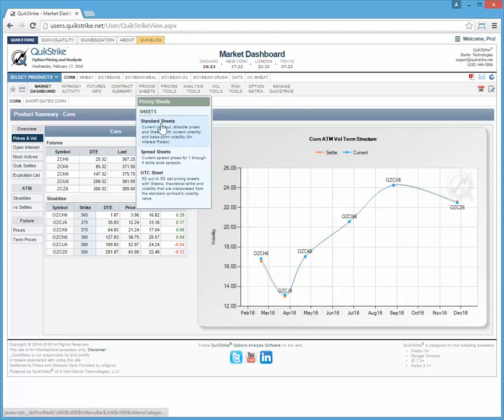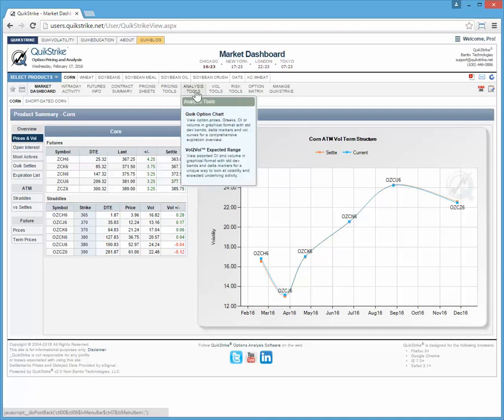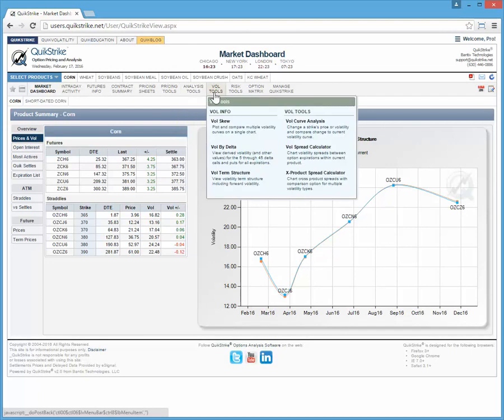Pricing sheets, we've covered standard sheets so far. Pricing tools, you looked at the calculator as part of the pricing sheet, and trade builder we've also covered. Calendar builder we'll look at sometime in the future. Analysis tools is yet to come. We've covered this column of the vol tools, the vol info section, and we'll cover these two today. Probably not going to mess with this so much because this is going to be deprecated soon. We haven't looked at risk tools.